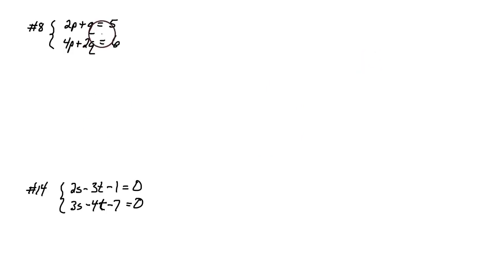For number 8, I'm going to choose linear combination method. And the variable that I'm going to eliminate is the variable q. I'm going to multiply the top equation by -2. It will become negative 4p minus 2q is equal to -10. Let's keep the second equation the same.